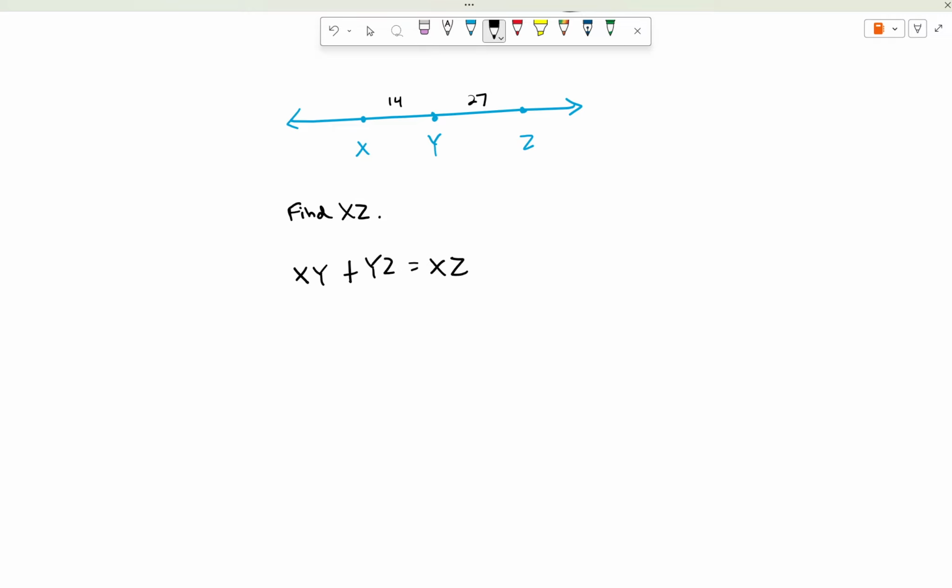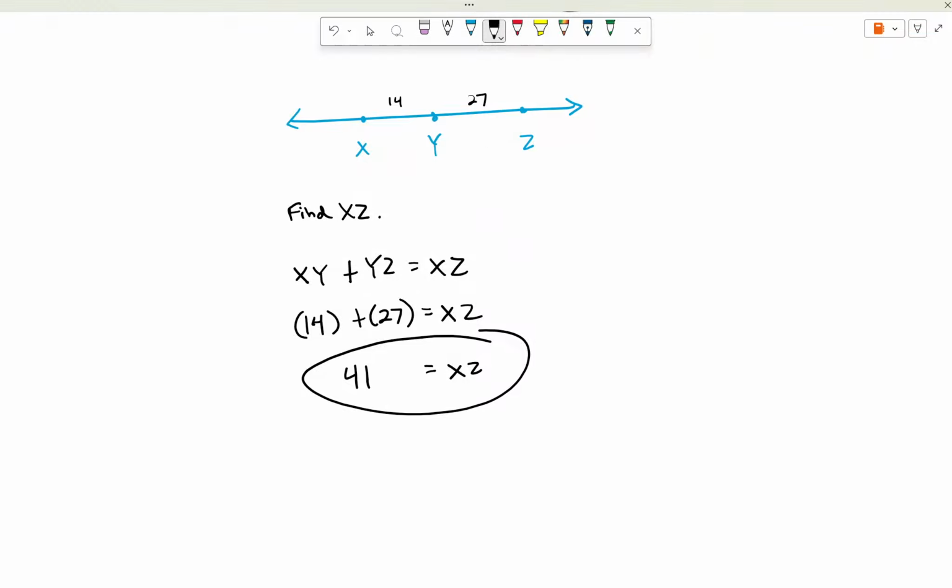XY, now we can substitute, okay? 14 plus 27. And I think some of you guys have the habit of putting things in parentheses when you substitute in. And then 14 plus 27. And you're allowed to use a calculator. Why not? Okay. Is going to be equal to 41. Haha, 41. All right. Next.